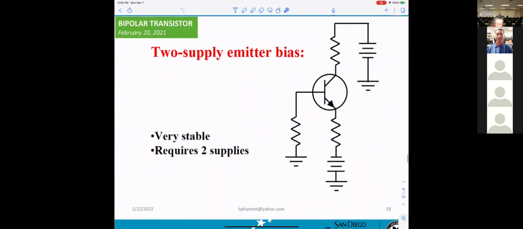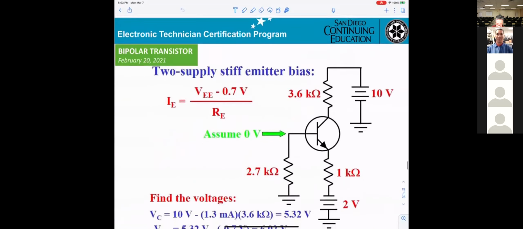Two power supply emitter bias. This one uses a positive here and a negative here. And they say it's very stable. That's okay. However, they require two power supplies. You understand that in circuitry, the cost is the power supply, not the transistor, not the resistor. Power supply costs money. So that's why they don't want it.